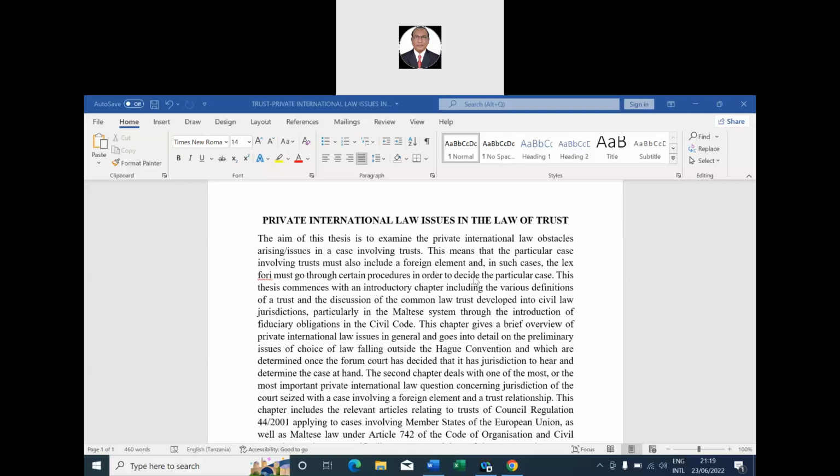So this thesis commences with an introductory chapter including the various definitions of trust. Of course, the trust definition they have dealt with, and the discussion of the common law trust development into the civil law jurisdiction, and how the common law plays an important role in the trust jurisdiction, particularly in the Maltese system. And here he has emphasized the Maltese system through the introduction of the fiduciary obligations in the civil code. When you see the civil code, there are fiduciary obligations.